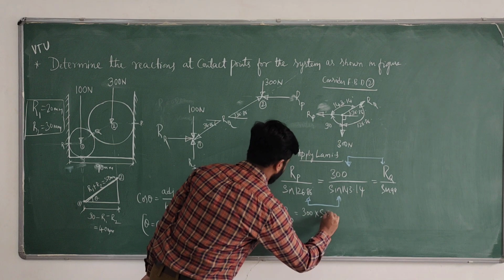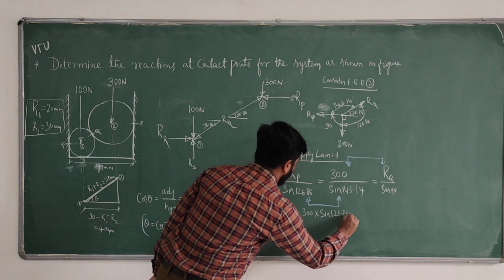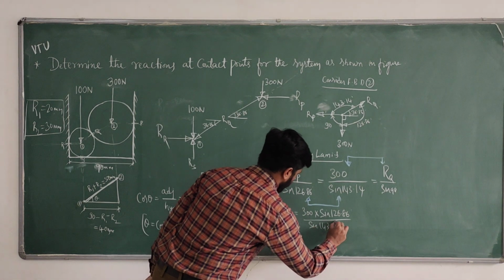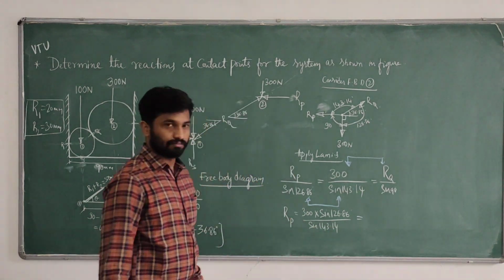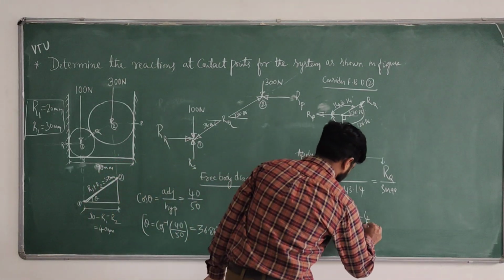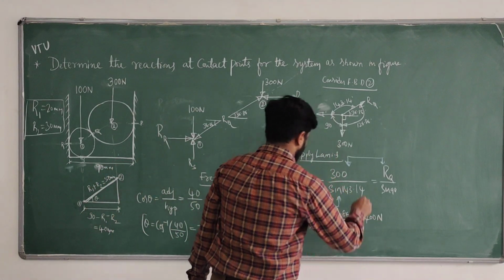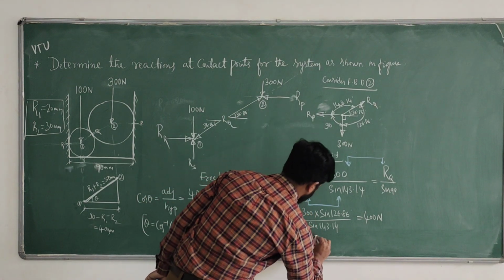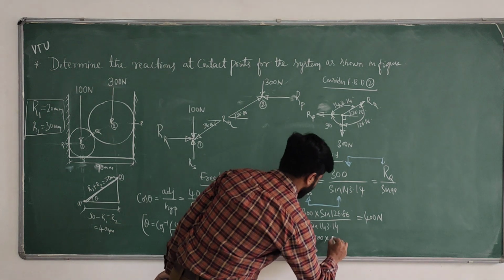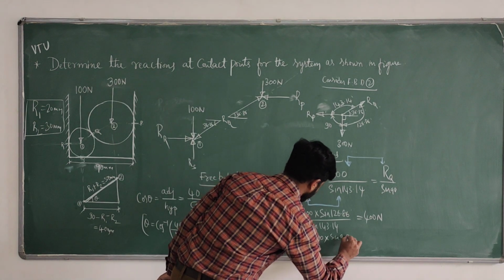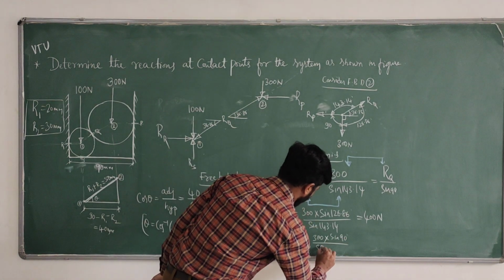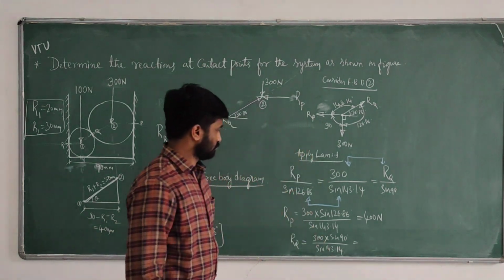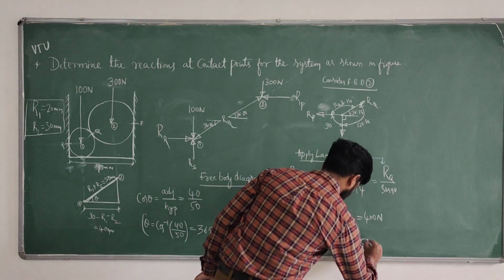So RP equals 300 into sin 126.86 divided by sin 143.14. What is the answer? RP is 400 Newton. Now if you compare the other two terms, RQ equals 300 multiplied by sin 90 divided by sin 143.14. What is the answer? 500 Newton.